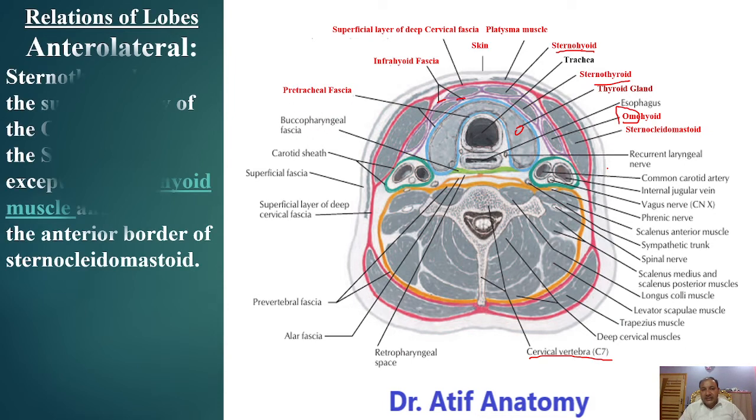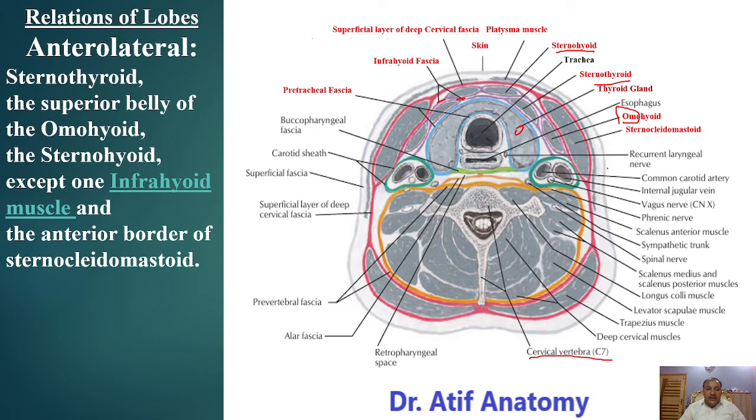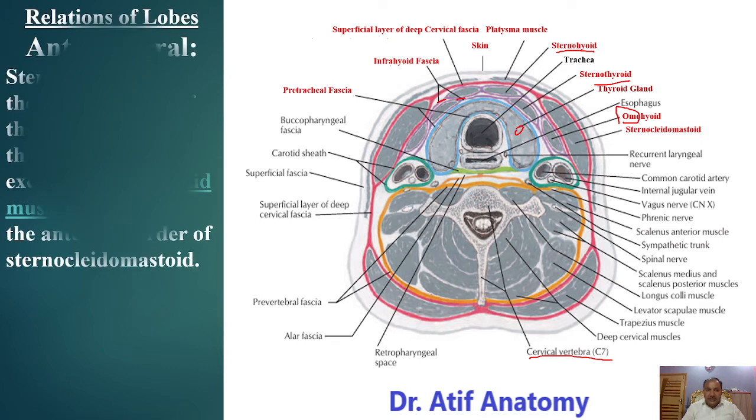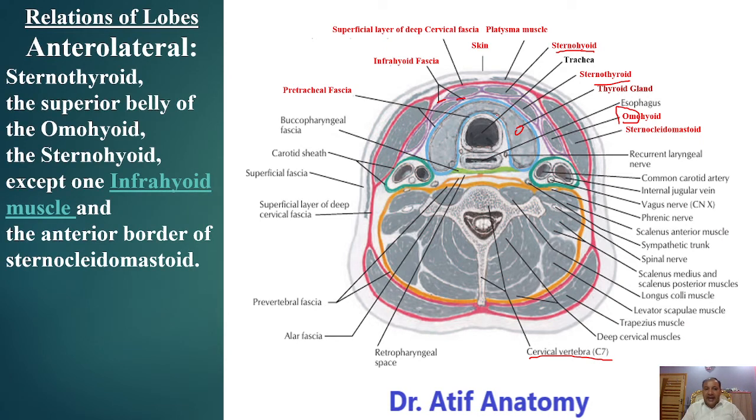Now we see that anteriorly there are three infrahyoid muscles, and the other is the anterior border of the sternocleidomastoid muscle. Which are these muscles? That is the sternohyoid muscle, sternothyroid muscle, omohyoid muscle, and the sternocleidomastoid muscle, that is the anterior border of the sternocleidomastoid muscle. Inshallah, in a future lecture, we will discuss the infrahyoid muscles in detail.